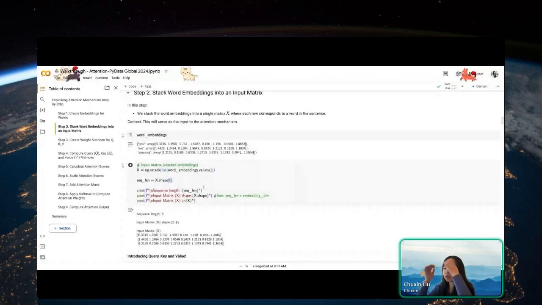Once you hit run, you should be able to see that input matrix X has a shape of 3 by 8. Sequence length is 3. We'll talk about sequence length again, but just think of sequence length as the length of the sentence. In this case, "You are amazing" has 3 words. So sequence length is 3. So we have transformed our sentence of 3 words into a 3 by 8 matrix.